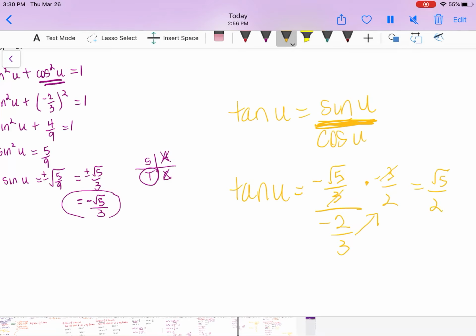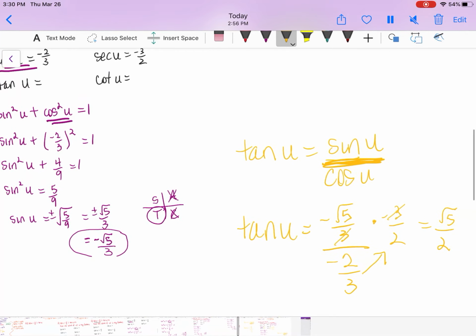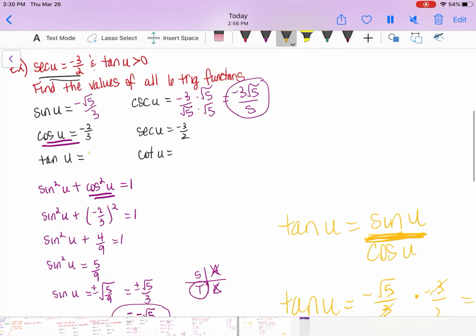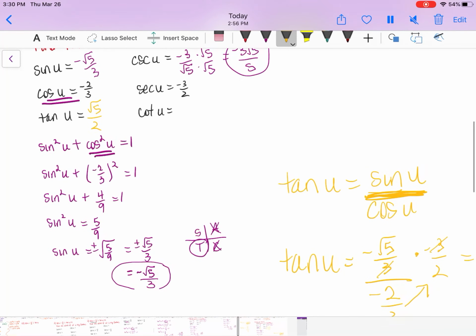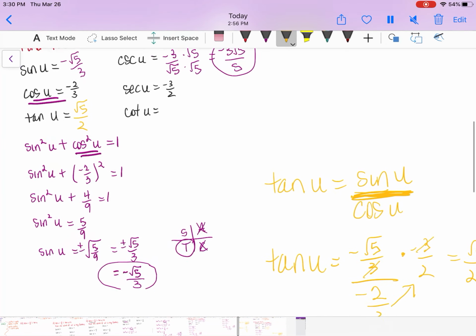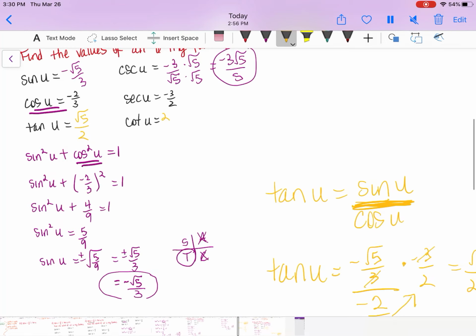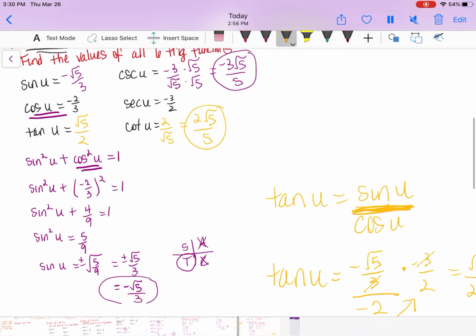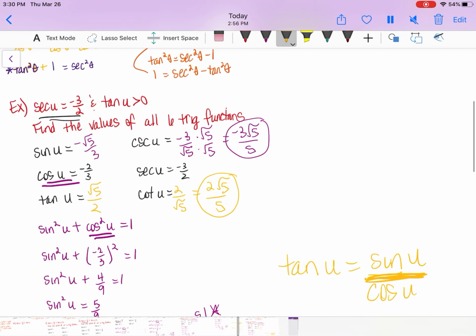And notice it's positive because your negatives cancel out, and that works with what we had at the beginning when it said tangent was greater than 0. So I can take that radical 5 over 2, write that down for tangent, and since I know tangent is radical 5 over 2, that's going to leave cotangent to be 2 over radical 5. Once again, can't leave a radical on the bottom, so that rationalizes out to 2 radical 5 over 5. And now we have all 6.